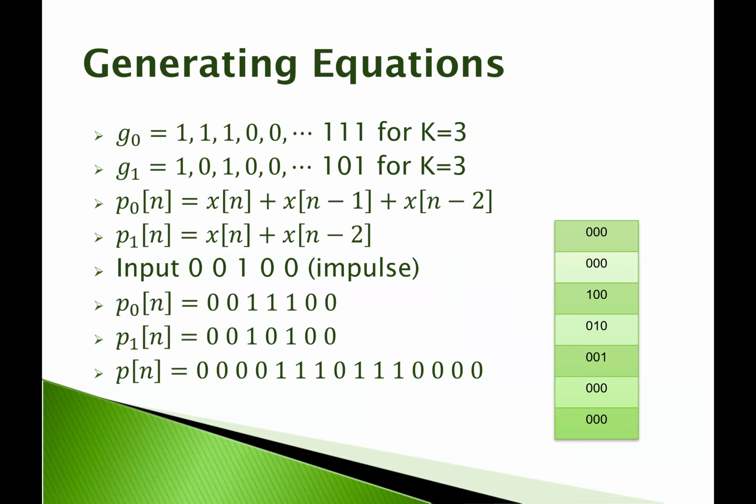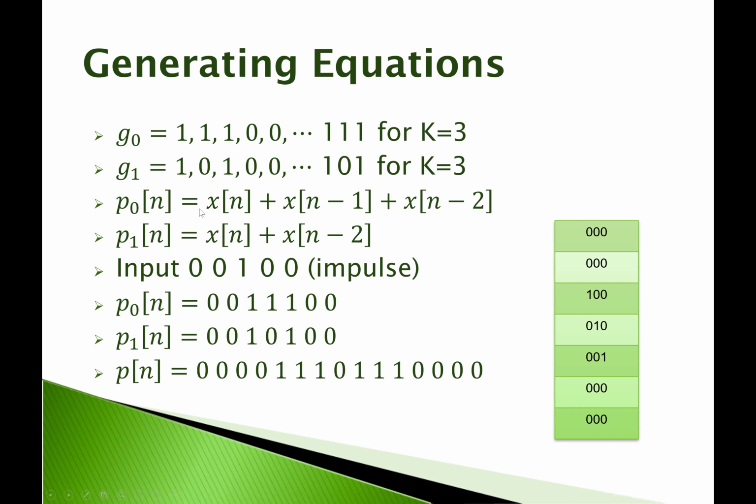Okay, so here we have a second generator polynomial, and this is going to create its parity bit by modulo 2 addition of the present bit and the second oldest, or the bit two time steps in the past. All right, and we'll call that a 101.